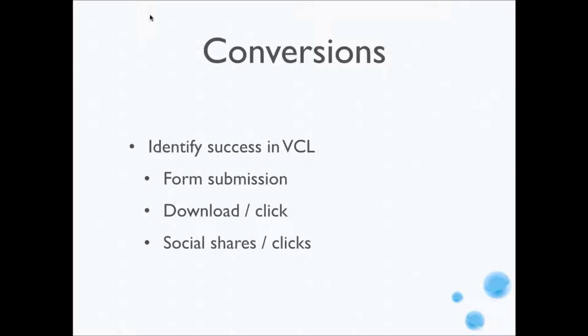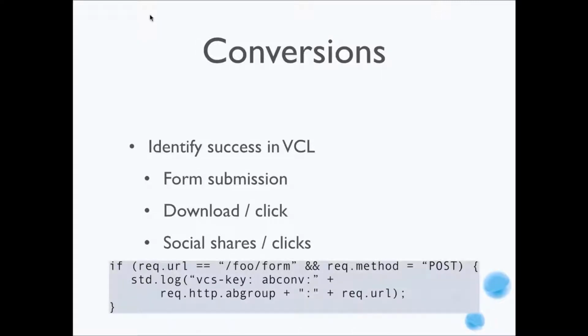For social activity, you usually look at the referrer headers of the traffic coming in. So if something is shared on Facebook and somebody clicks on that, you can tell by the referrer header that they're actually coming off Facebook. When you know where they're going, that can be a successful social conversion. And when you have these things, you basically just stick them into VCS.